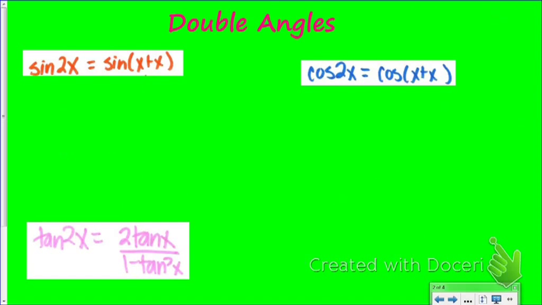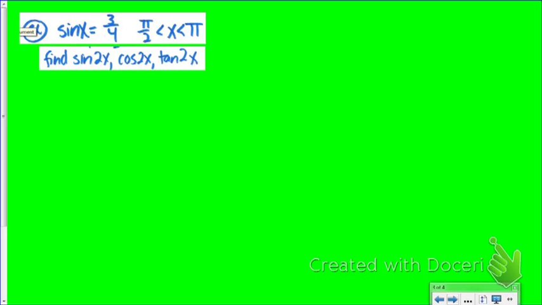Alright, so now we're just going to look at a couple of applications of these double angle formulas, and they're going to be very similar to the sum and difference properties that we used. So this very first one tells me that the sine of x is 3/4, and then it tells me that x is in between pi over 2 and pi. So I'm going to draw a picture for this because it's going to help me out. In between pi over 2 and pi is the second quadrant. So I know x is in the second quadrant.